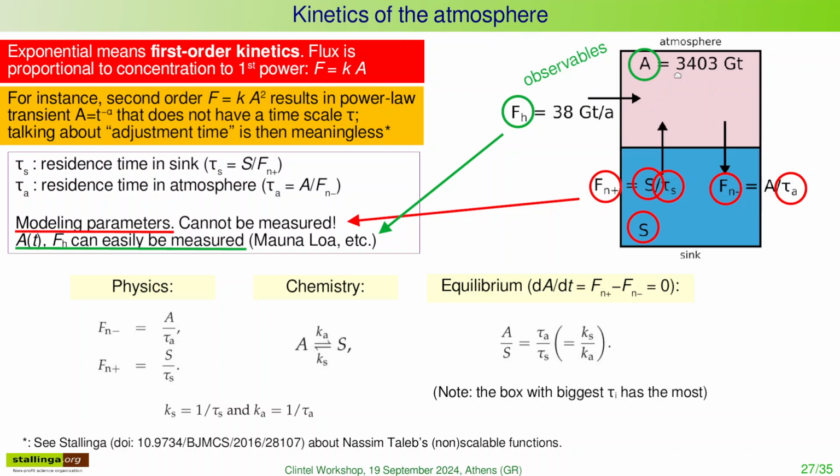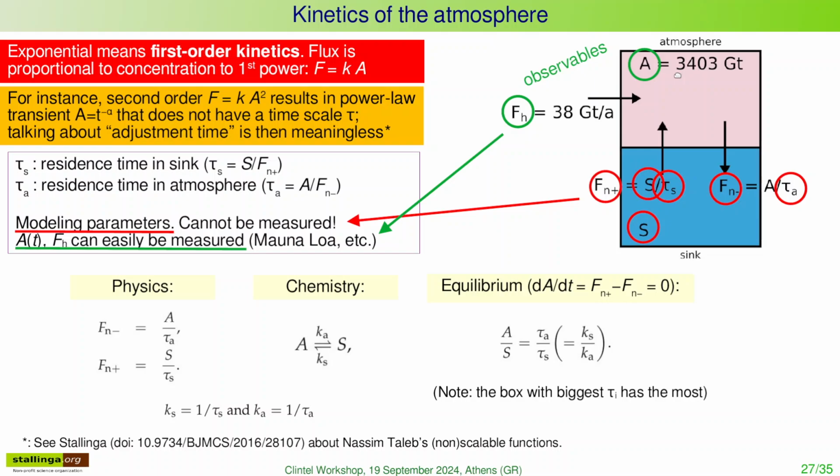To summarize this, we have the physics jargon, which is the flux from the atmosphere into the ocean. In the physics, we have the flux from the atmosphere into the ocean, which is given by the density in the atmosphere divided by the residence time in the atmosphere. The flux from the sink, the oceans, into the atmosphere is given by the density in the sink divided by the residence time in the sink.